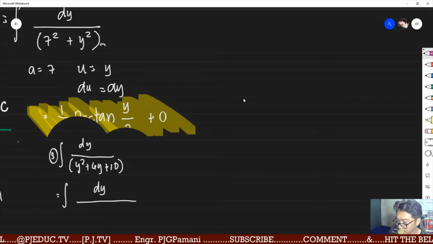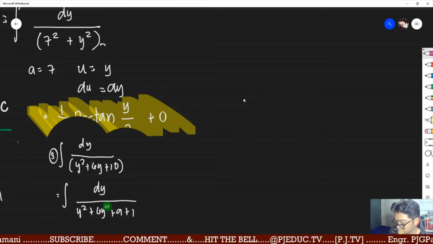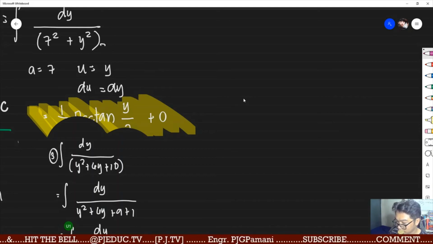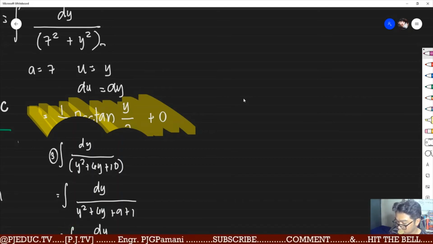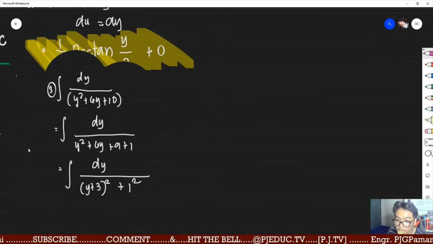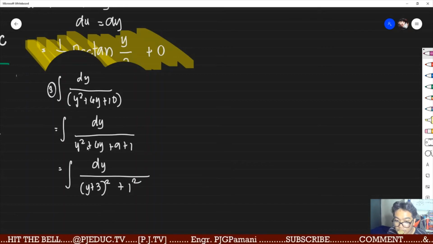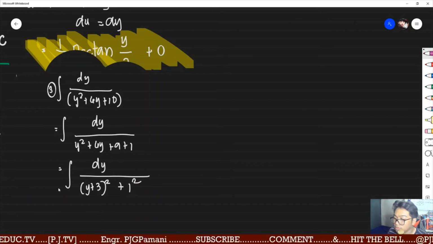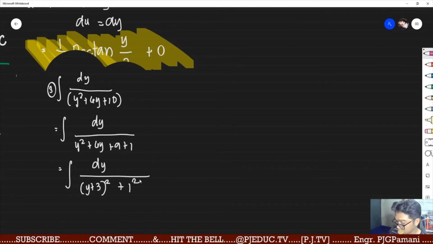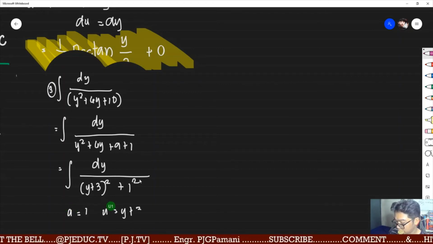Completing the square. So, completing the square, y squared plus 6y plus 9 plus 1 is simply the same as y plus 3 squared plus 1 squared. Diba? Y squared plus 6y plus 9, that is 2 times 3, that is 6y, 3 squared, 9. Then yung nag-iisa na lang doon, that is 1 squared. So ang constant natin ngayon, a, is 1. Ang u is simply y plus 3.